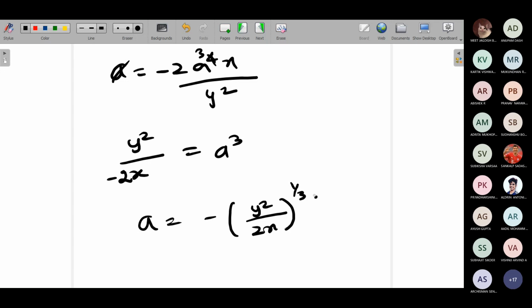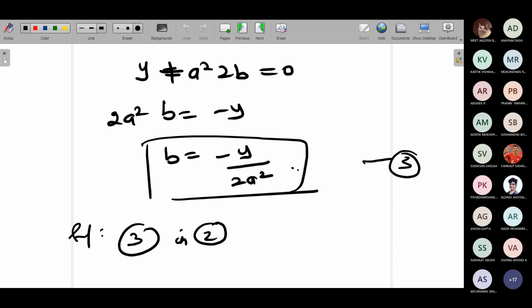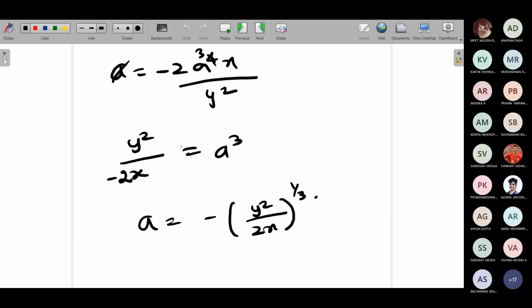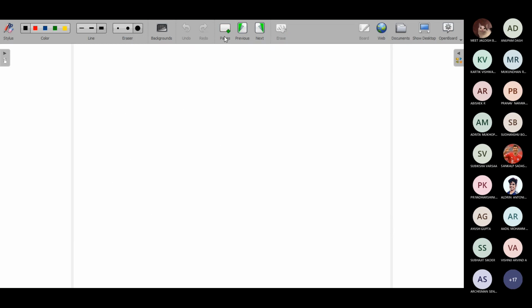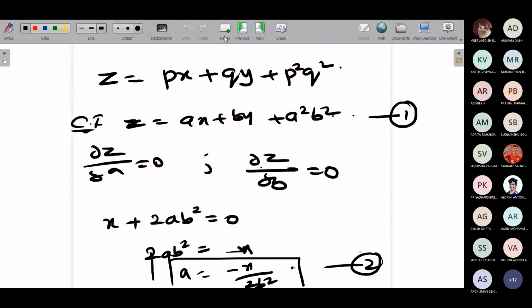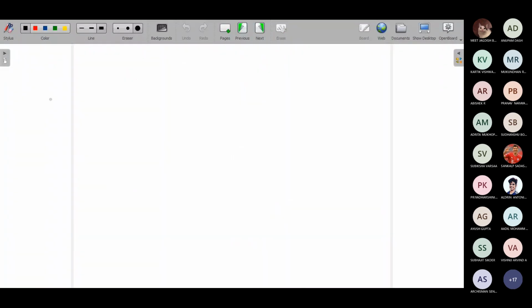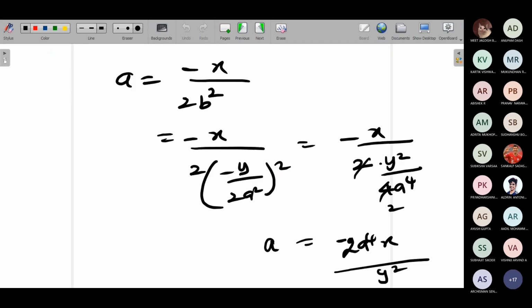Okay, now you have got the value of a. Similarly, find the value of b. It's x square by 2, just inside the cube root. B means what you have to do? 3 is here. Substitute 2 in 3. So what is your 2?